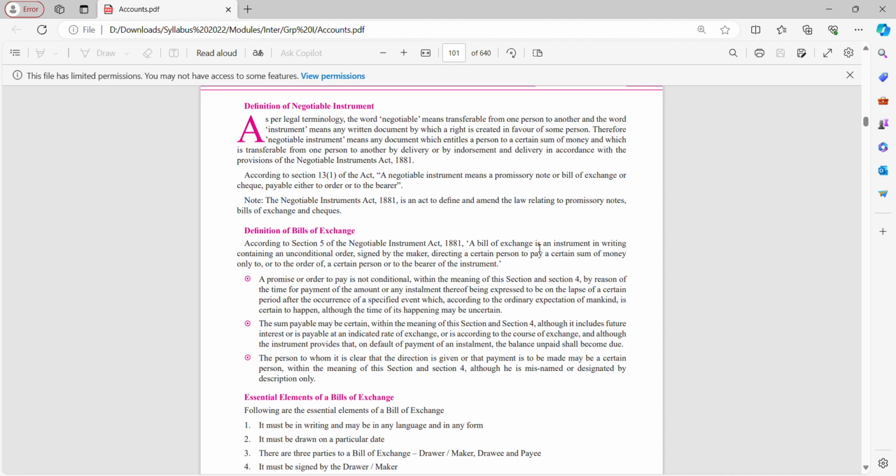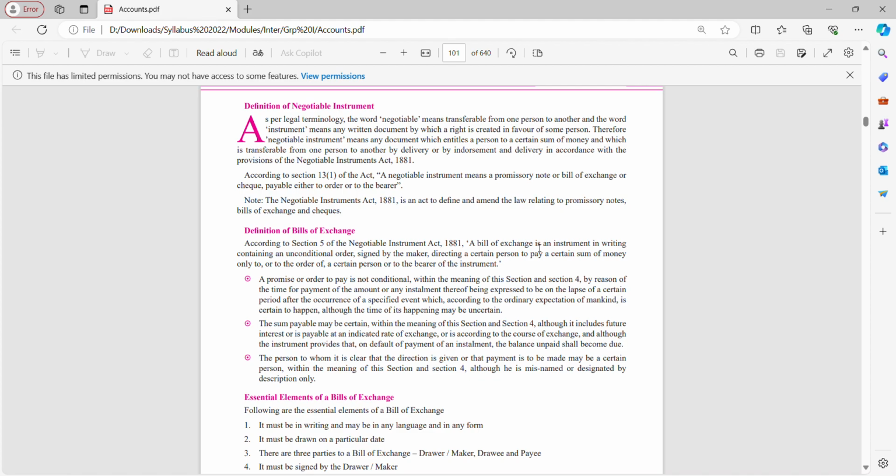Then we have: a sum payable may be certain within the meaning of this section and Section 4 although it includes future interest or is payable at an indicated rate of exchange or is according to the course of exchange, and although the instrument provides that on default of payment of an installment the balance unpaid shall become due. So we have a promise. That promise is not conditional. If I promise you that if it rains I'll pay you, it is not conditional. Whatever happens, rain or no rain, I have to pay you.